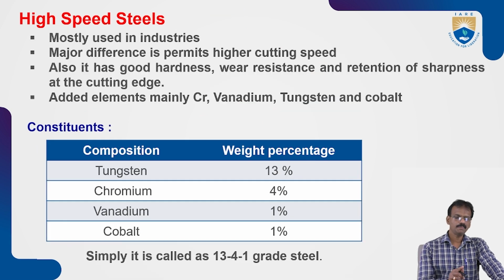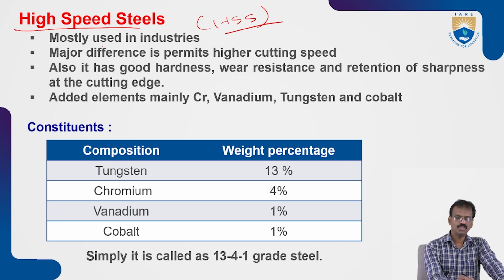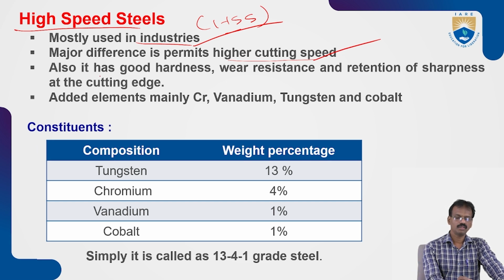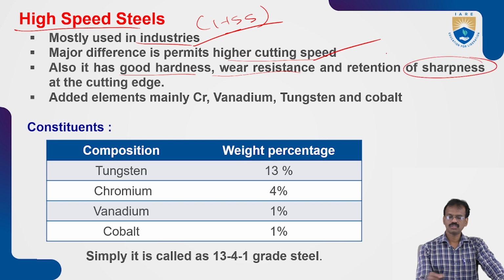Let's see next, high speed steels. These are a very important and common material for making tool bits, mostly used in industries. The major difference is that it permits a high cutting speed compared to carbon steels. It also has high hardness and good wear resistance, and retention of sharpness at the cutting edge. So it has good properties compared to low carbon or carbon steels.